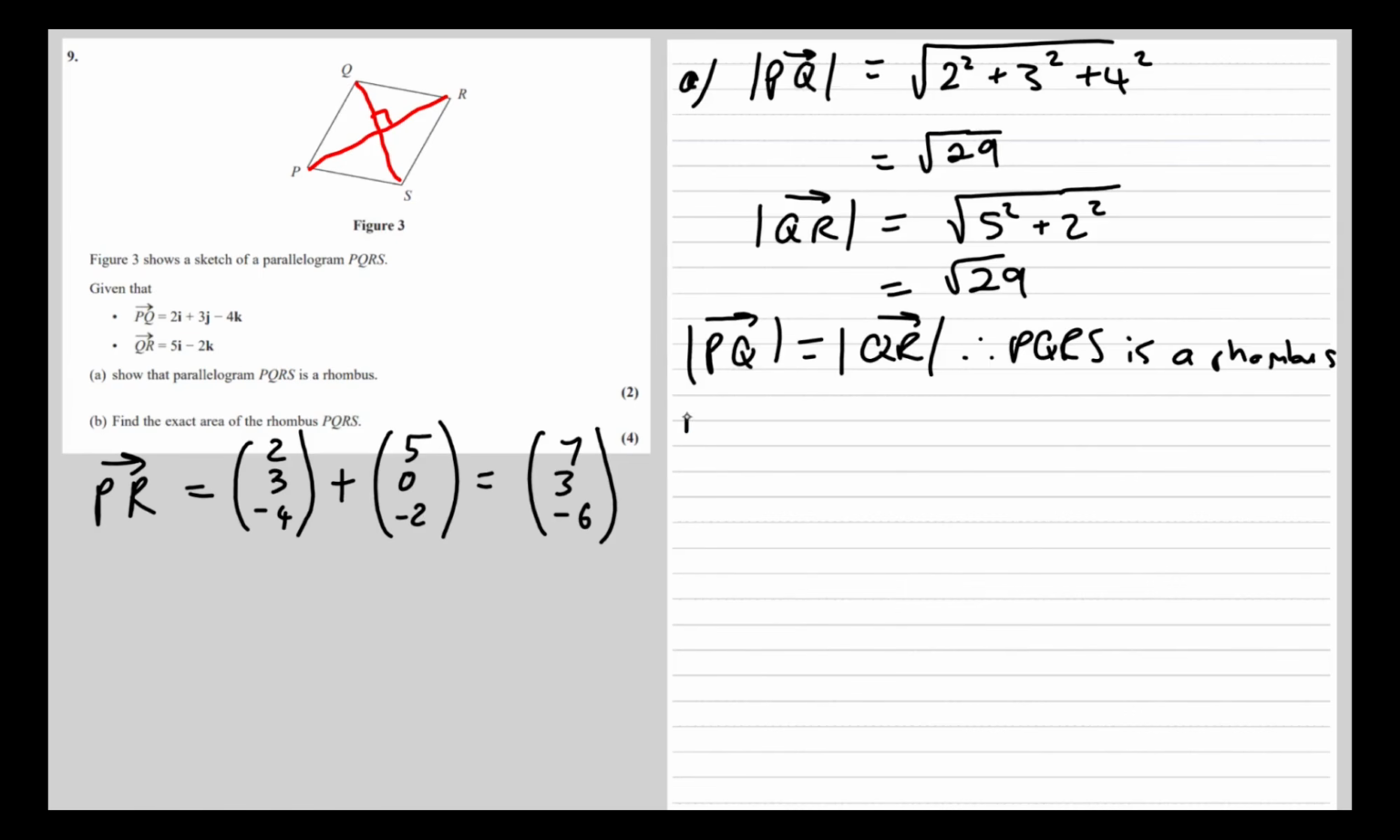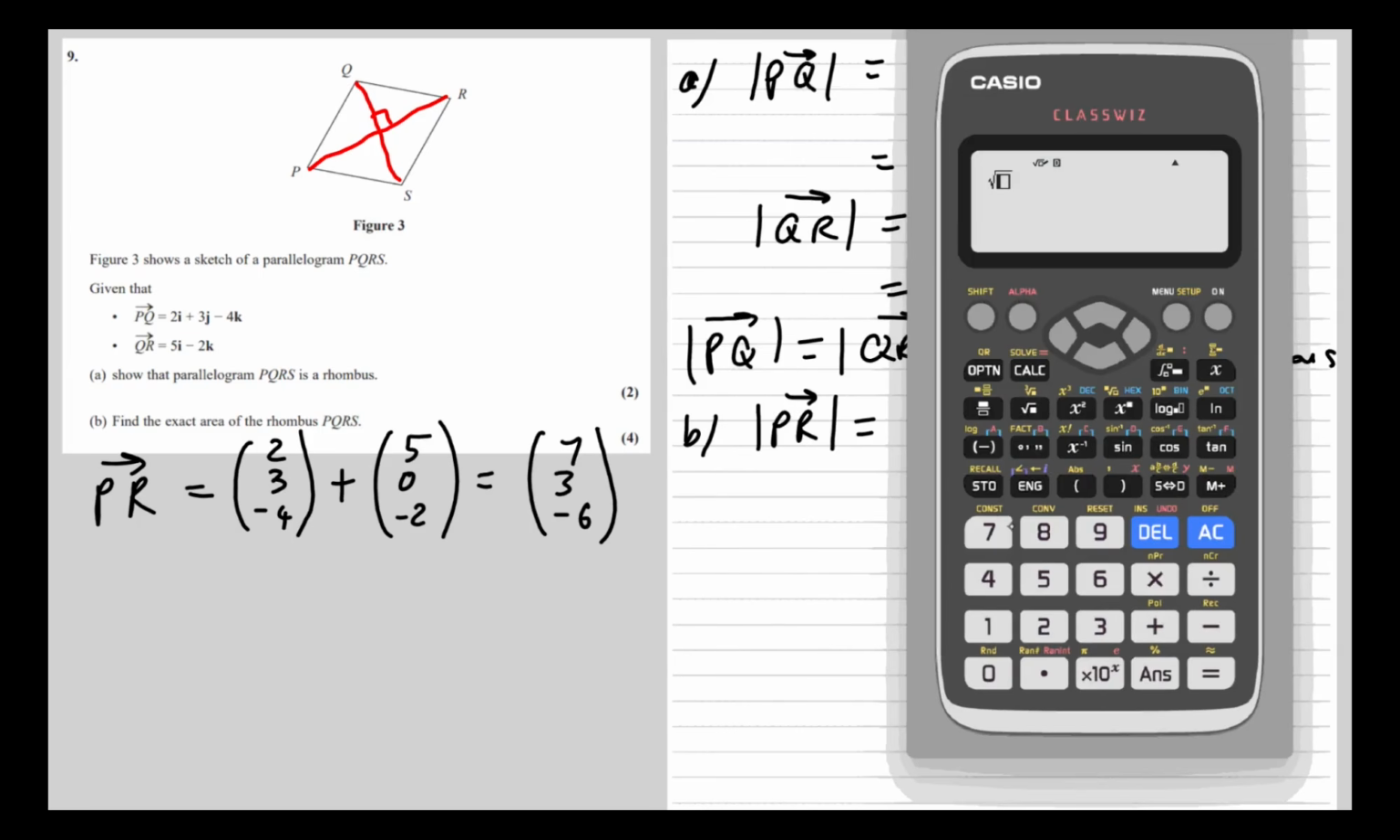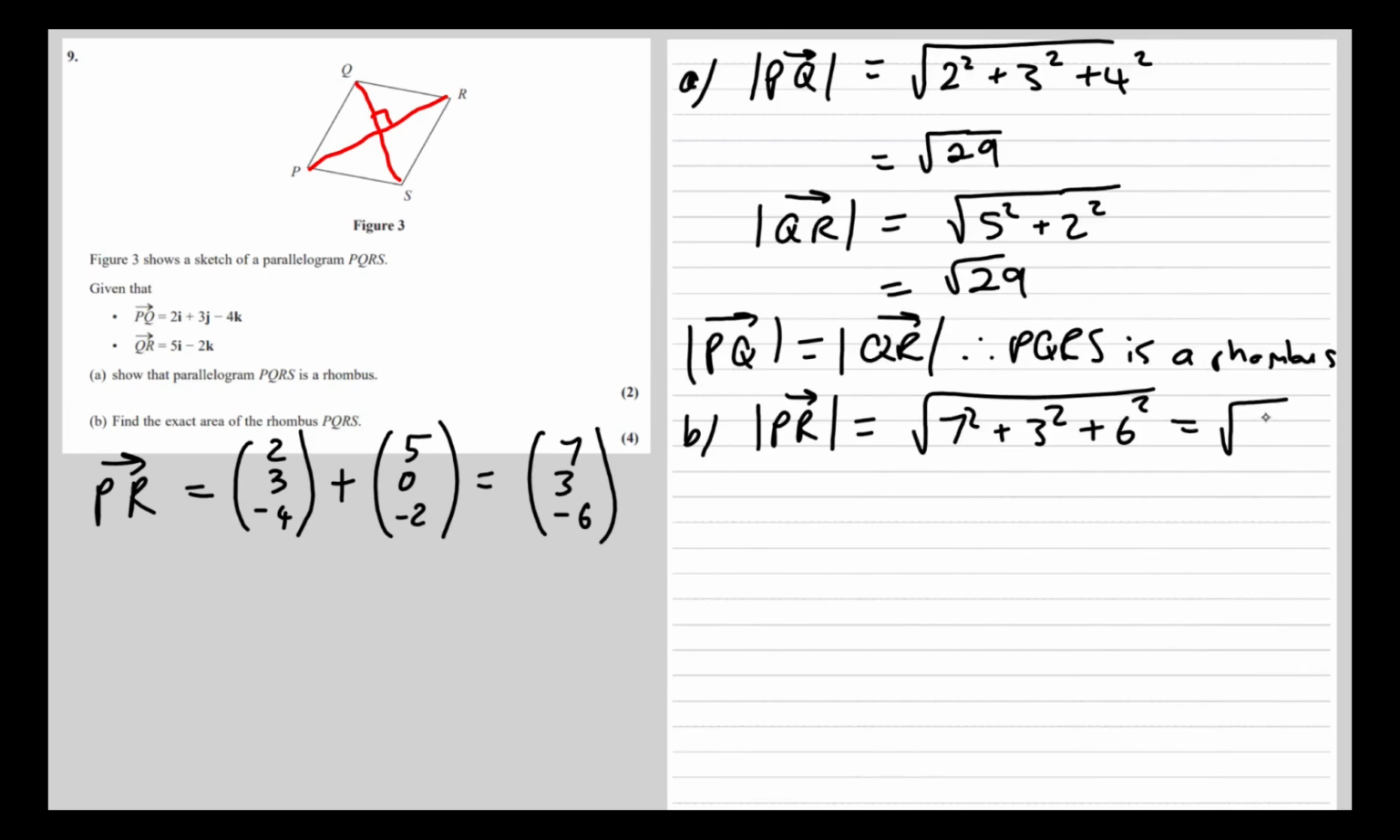So the length of PR is going to be the square root of 7 squared plus 3 squared plus 6 squared, which is square root 94. And now we know the length of PR. We know this diagonal. If we work out the length of the other diagonal, we will be able to do the area of a triangle.